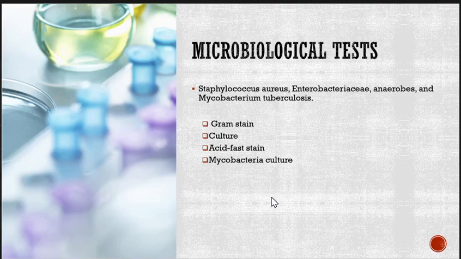Okay. So for microbiology, the most common causative agents for infections are Staph aureus, Enterobacteriaceae species, anaerobes, and Mycobacterium tuberculosis. So, depende po sa bacteria na gusto natin isolate. So, we can do gram staining, culture, acid fast if you're suspecting TB, and mycobacterial culture.